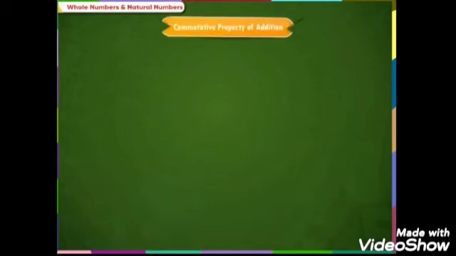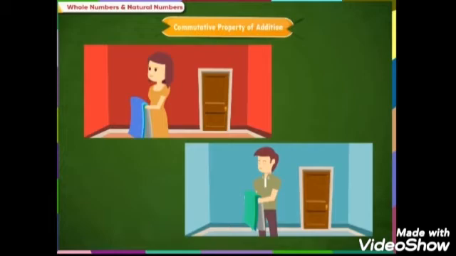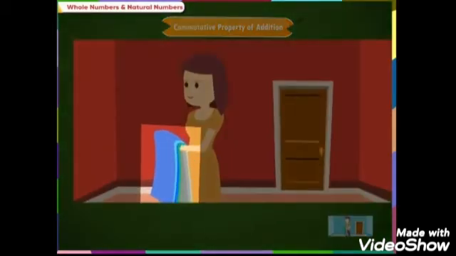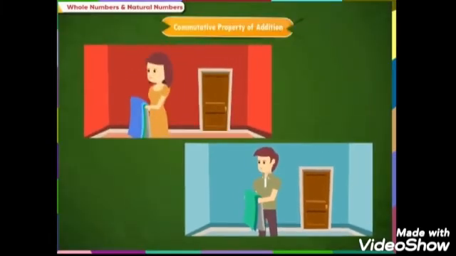Commutative property of addition. Prabha and Manoj were putting wallpapers to decorate their room. Prabha has 4 blue patterns and 2 green patterns. Manoj has 2 blue patterns and 4 green patterns. They want to put all the wallpaper pieces on the wall. How many wallpaper pieces has each of them put?